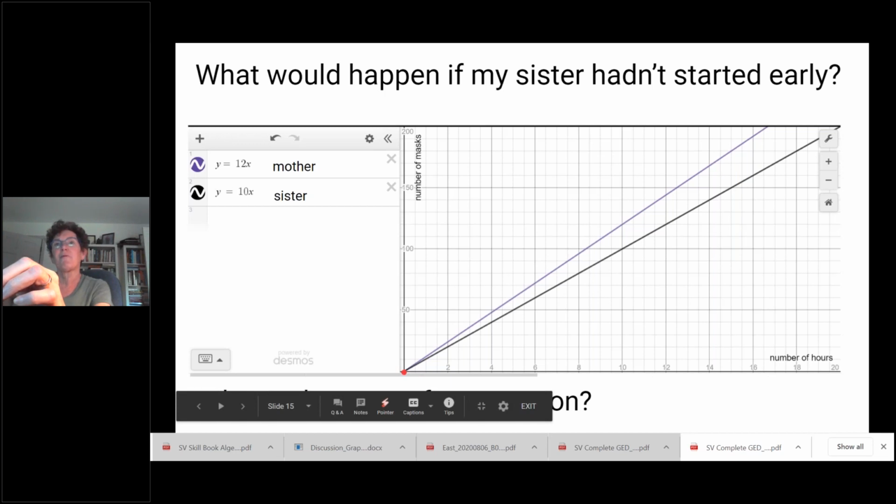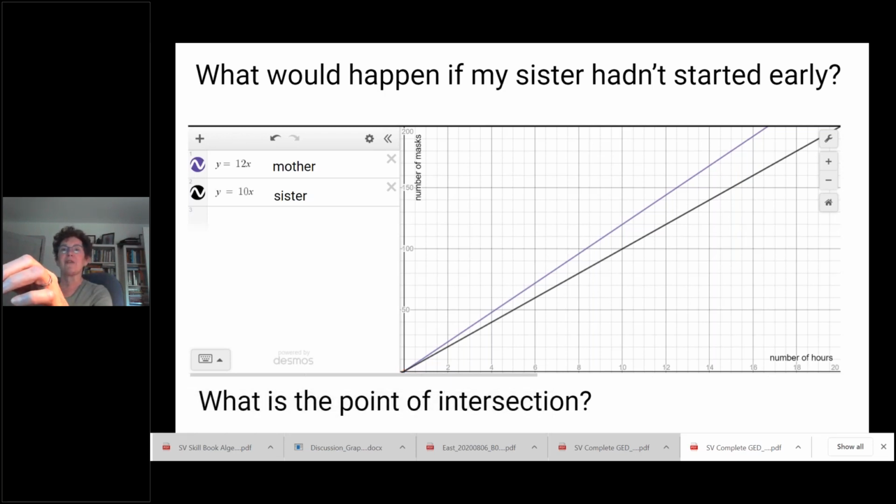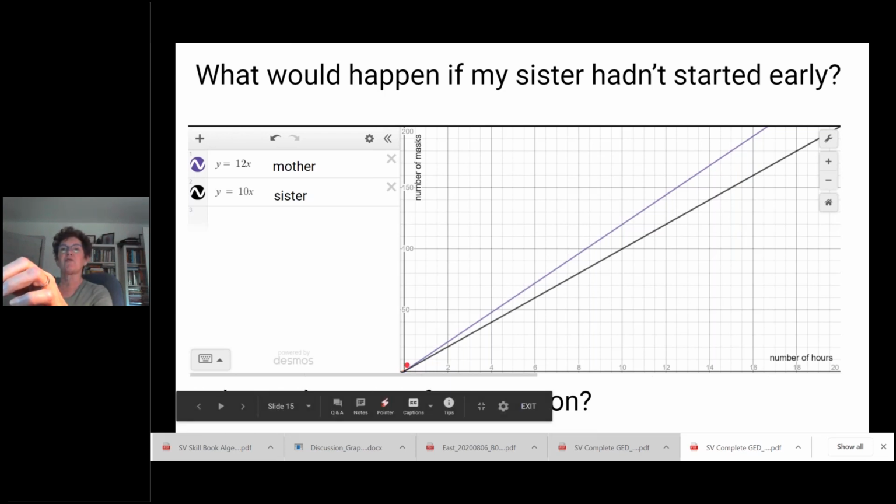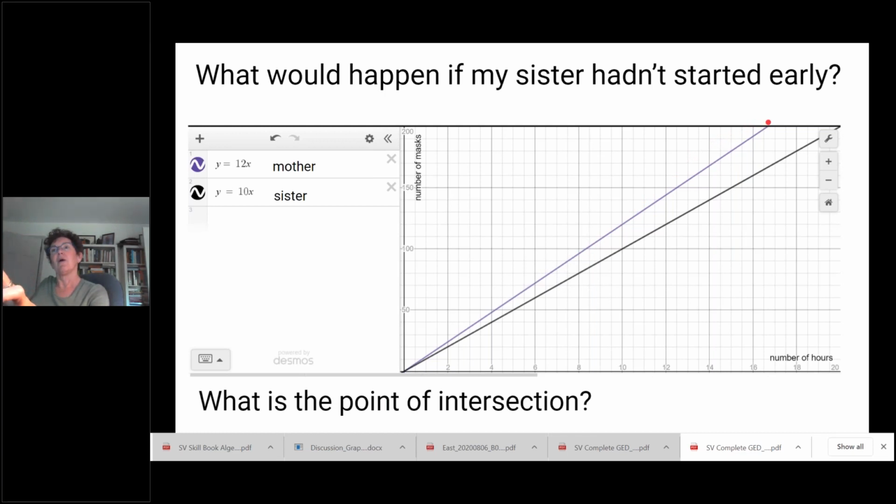My mother would have finished her first one before my sister even got 1. Way down here, she would have finished her first one, and my sister would not have finished one yet. So as soon as my mother made her first mask, she would have been ahead, and she would have kept ahead until they reached the number of how many masks they were going to make.